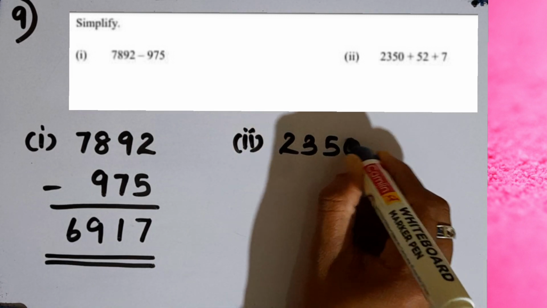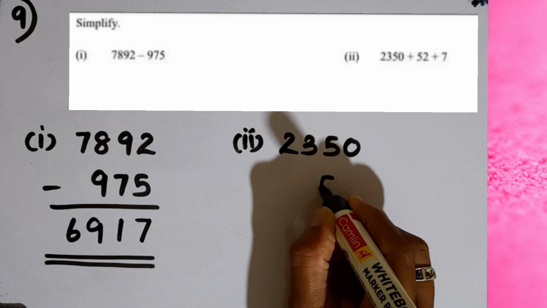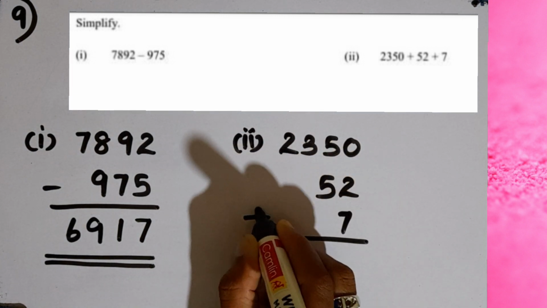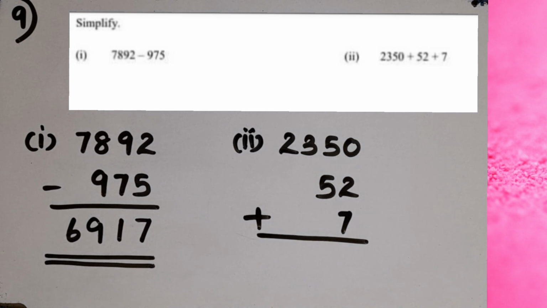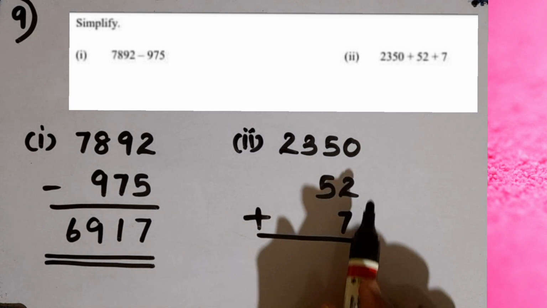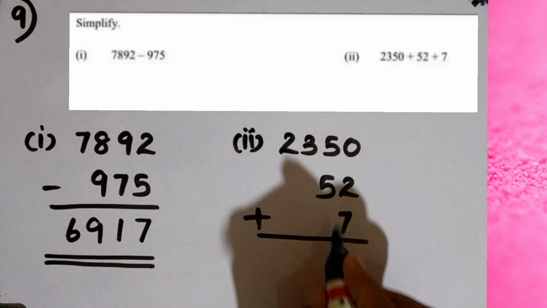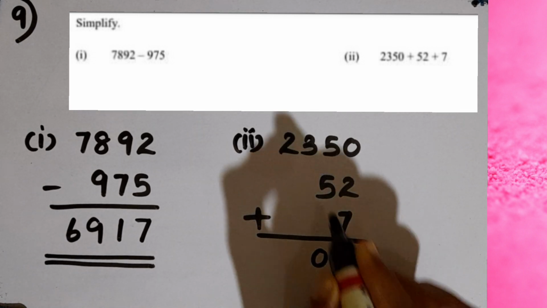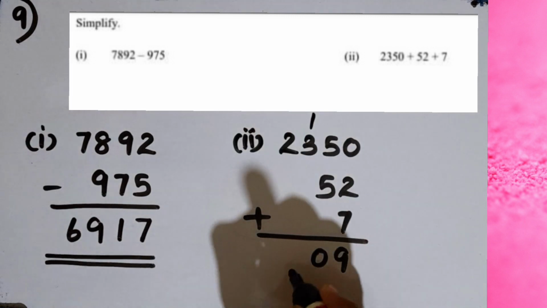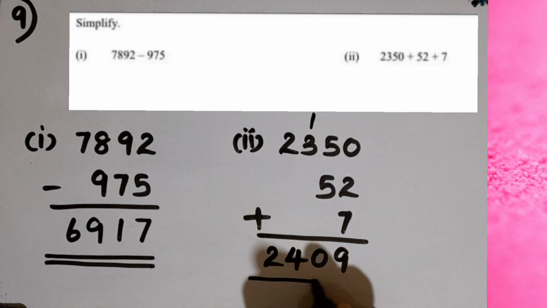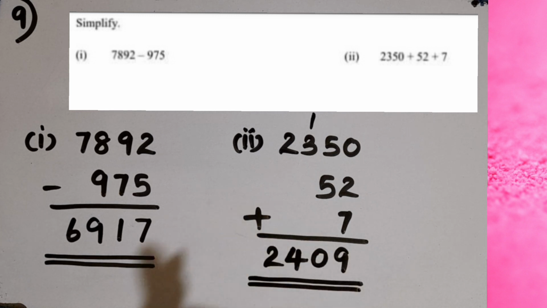Then second part here. 2,350 plus 52 plus 7. Three numbers are added here. 7 plus 2 is 9. Then 5 plus 5, 10. 1 is remaining. Then 3 plus 1, 4. Then 2 comes here. 2,409 is the answer.